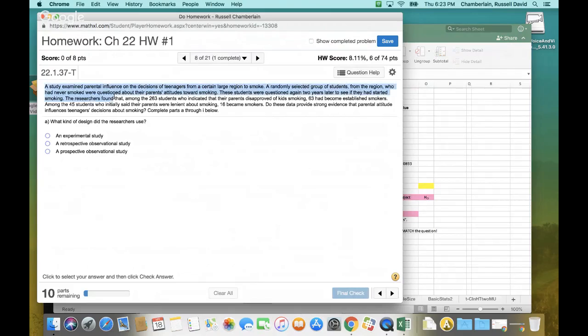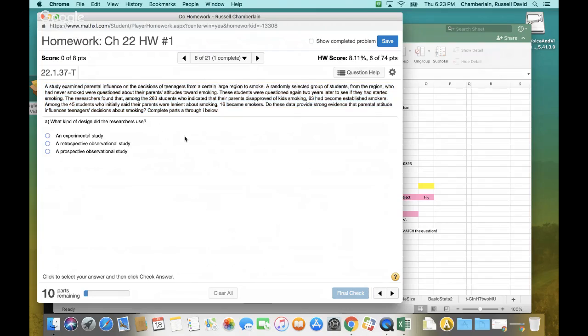Let's see here. Examine parental influence on teenagers' decisions to smoke. A certain large region of teenagers who had never smoked were asked questions about their parents' attitudes toward smoking. They were questioned two years later to see if they were still smoking or if they had started smoking.